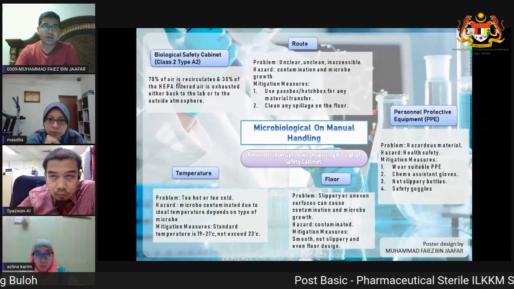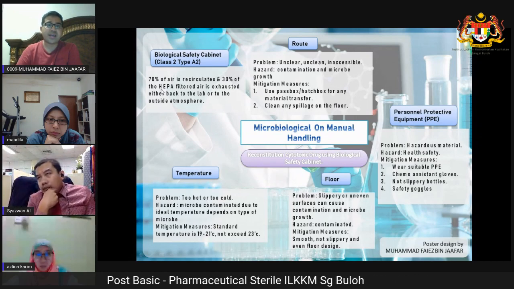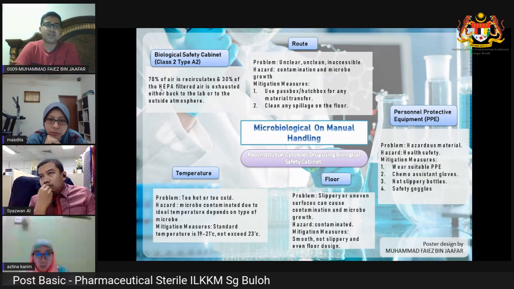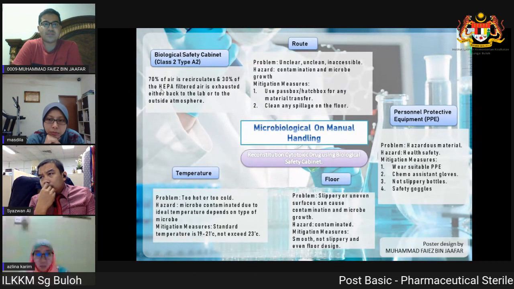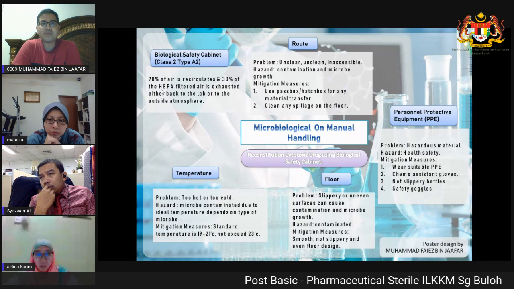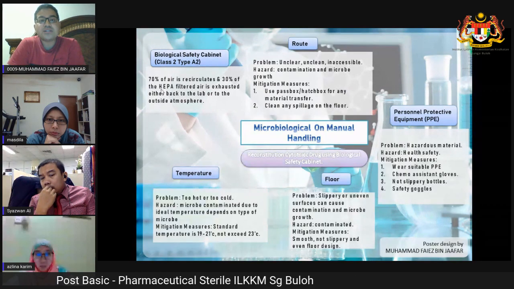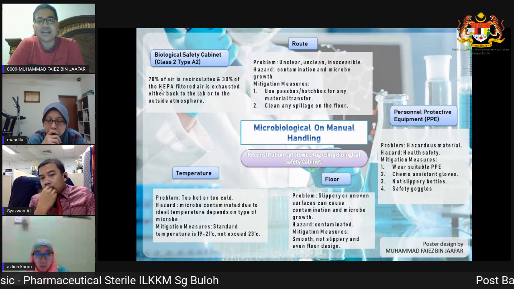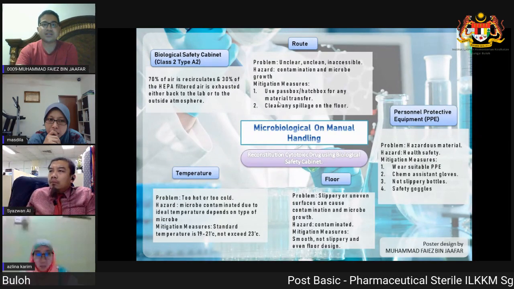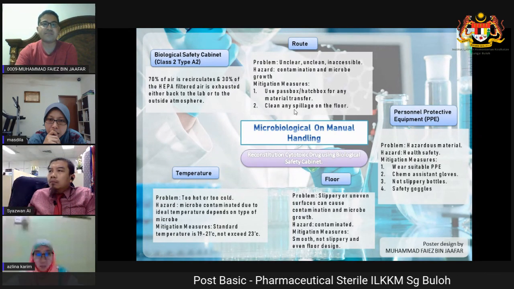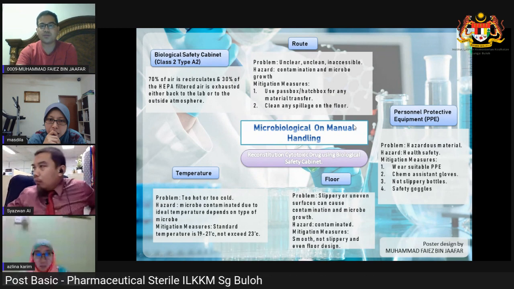Dia punya BSC, 70% of air is recirculated and 30% of the HEPA filter air is exhausted either back to the lab or to the outside atmosphere. So dia punya root problem adalah unclean and inaccessible. So dia punya hazard akan menyebabkan kontaminasi and microbe growth. Mitigation measure, kita perlu guna passboard for any material transfer. Yang kedua, clean any spillage on the floor.